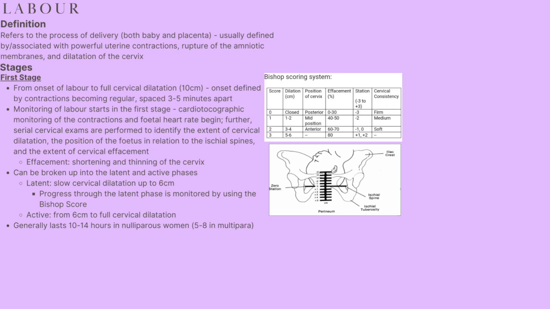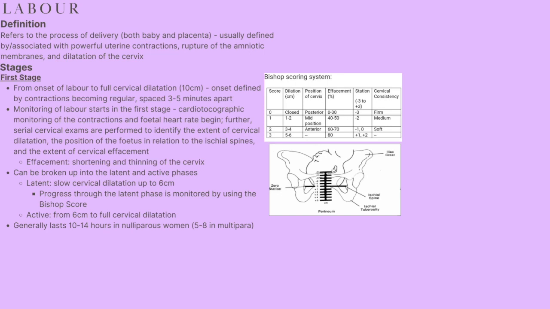The first stage of labor can be broken up into the latent and active phases. The latent phase is defined by slow cervical dilatation up to 6 centimeters. The mother's progress through the latent phase is monitored by the Bishop score, which is on the right hand side here. The score assesses the extent of dilatation, the position of the cervix, the degree of effacement, the fetal station, and the cervical consistency. The active phase is from the 6 centimeter mark to full cervical dilatation at 10 centimeters.